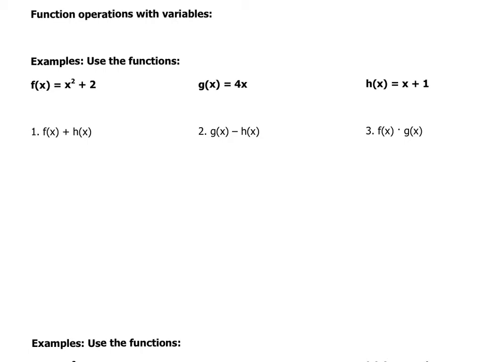We're going to be using f of x, g of x, and h of x the whole way through these notes. I have them listed there so you guys don't have to keep rewriting them down. But we're using those three functions and then just doing the examples 1 through 6. So for example number 1, it says f of x plus h of x. So I'm going to look at my f of x. F of x is x squared plus 2.